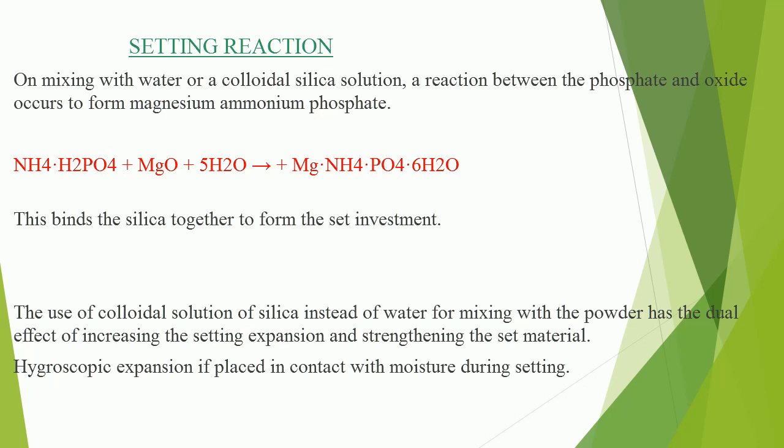So let's see what happens when water or colloidal silica solution is mixed with the investment powder. A reaction between ammonium phosphate, magnesium oxide and water takes place and the final product that is formed is magnesium ammonium phosphate and water. If you remember in the learning objectives, I mentioned that all the setting reactions are important. So the setting reaction of gypsum bonded, silica bonded, as well as phosphate bonded investment materials, they all are important, and you should know how to write them down and what the final product is.